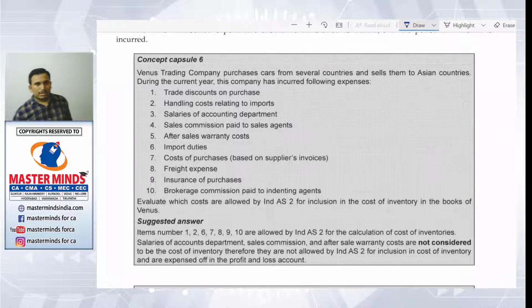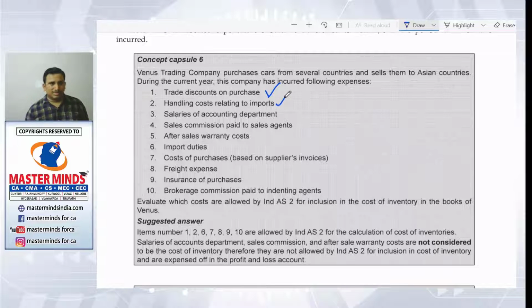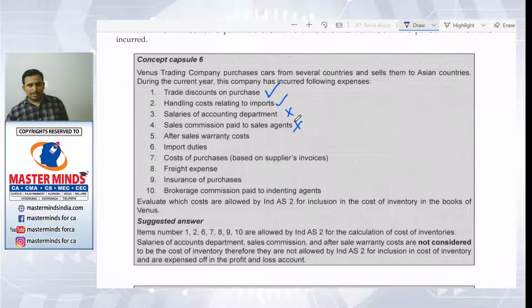Right. So there are some costs. Now we need to consider whether these costs are to be considered or not. First one, trade discounts on purchase. Will we consider this? Yes, we'll consider, but as a reduction. Handling costs related to imports? Yes. Salaries of accounting department, it becomes general administration overheads, hence we will not consider. Then sales commission paid to sales agents. This also is a selling expense to be reduced from sales, not here.